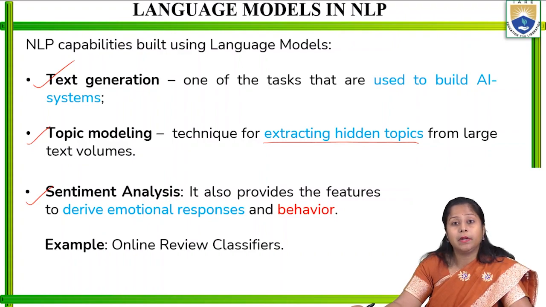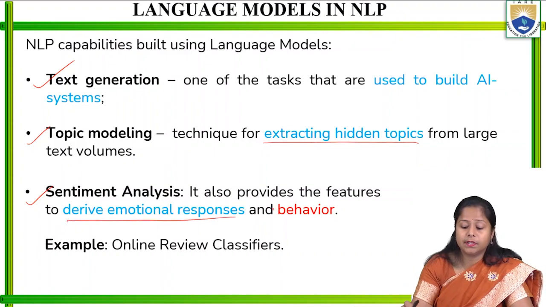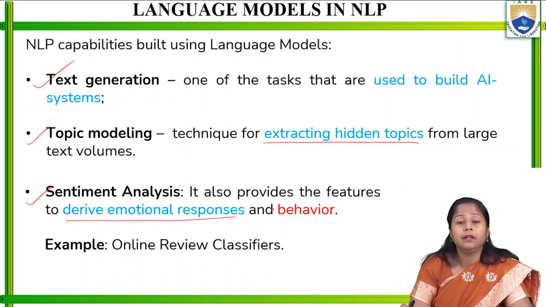Next is sentiment analysis. It is going to provide the features to derive the emotional responses and behavior from the author who writes a sentence, or who reads those sentences. So the response, context, and sense of the sentence, the behavior of the sentence, and what emotions have been used, those are going to give the features out of the semantic analysis.